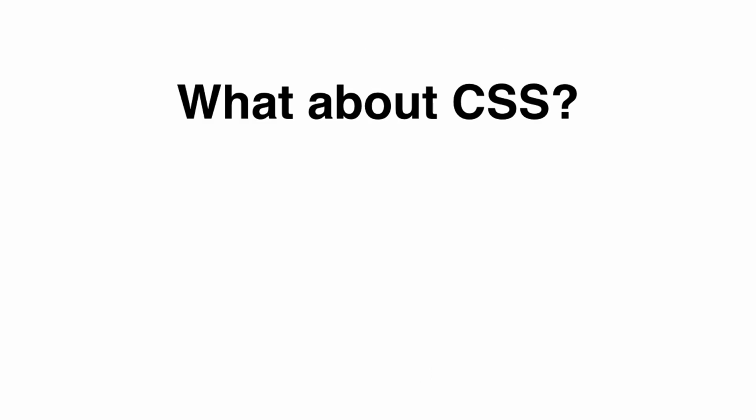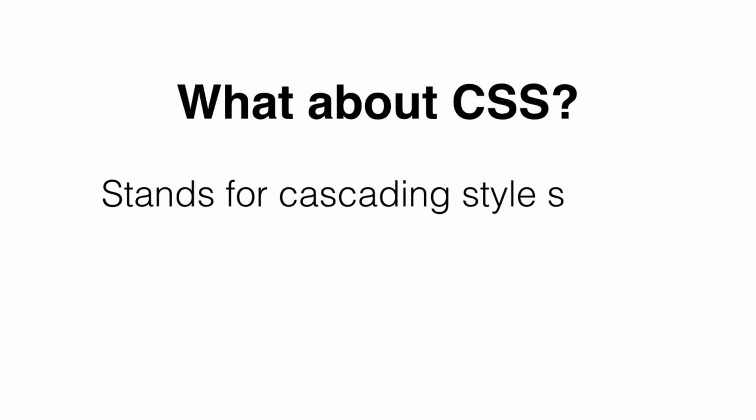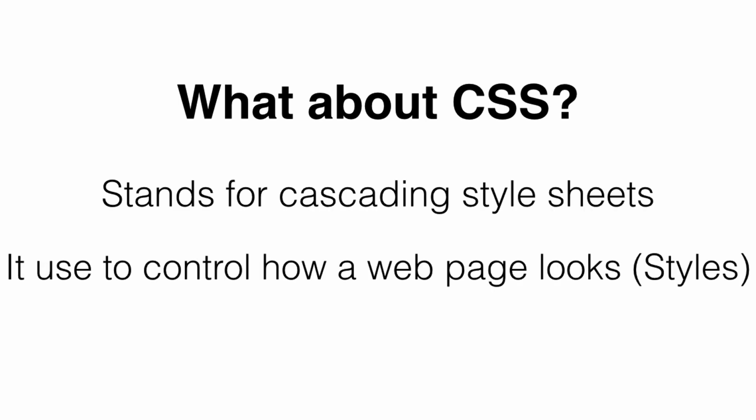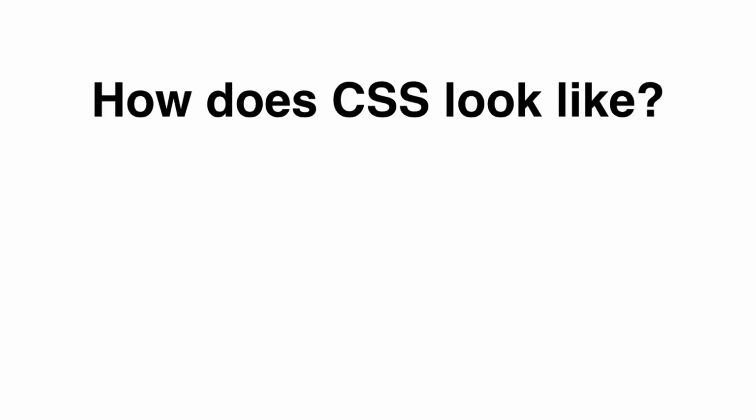Now let's talk about CSS. CSS stands for Cascading Style Sheets, and it is used to control how a page looks. Very simple, it's just the styling of that document. So what does it look like? Well, we first start a CSS rule by actually writing a selector. This is called a selector. In this case, we are selecting any HTML tag that has a P in it.